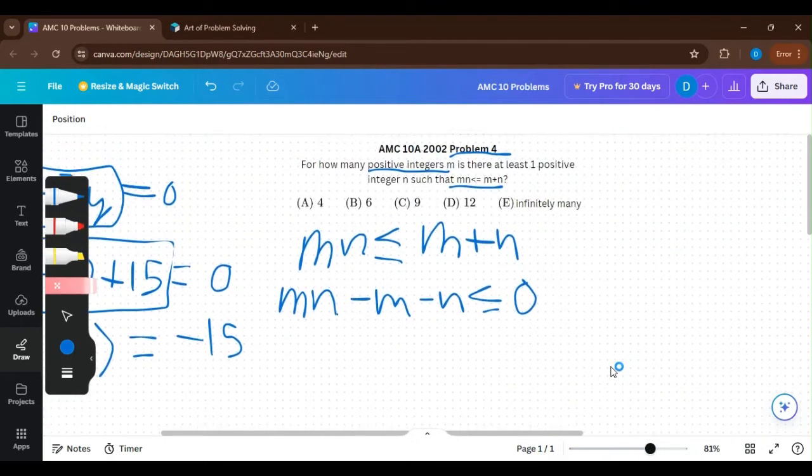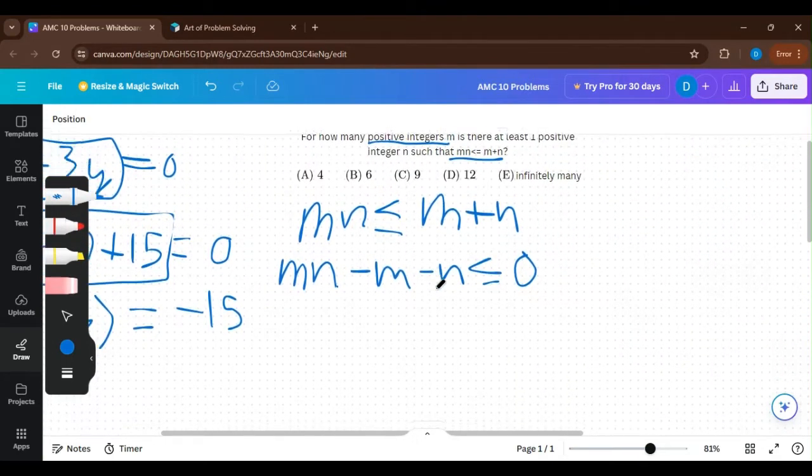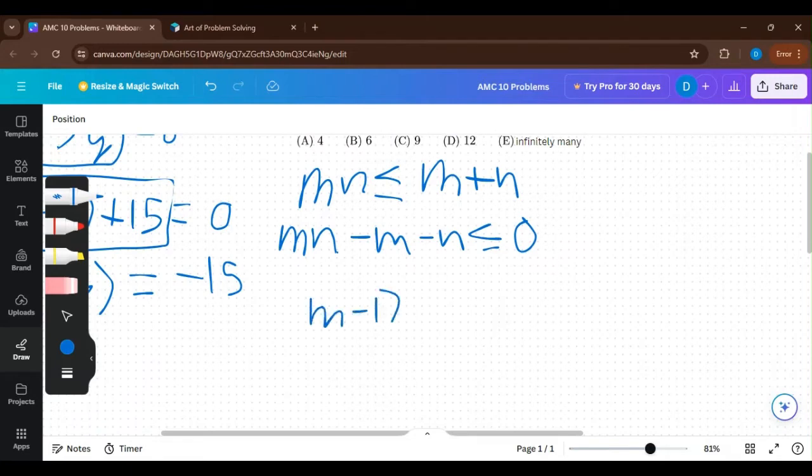So now that we know Simon's favorite factoring trick, we can do it for this problem. We can do (m minus 1)(n minus 1), and as you see, it's the same. When we expand, it's mn minus n minus m, and we add 1. Adding 1 is not in the original equation, so we subtract 1. When we expand, we have plus 1, and we have to subtract 1 on the outside to make sure that we don't overcount, which is less than 0.